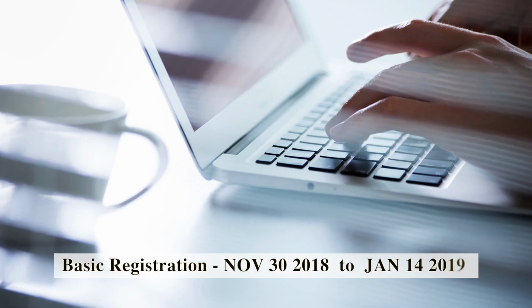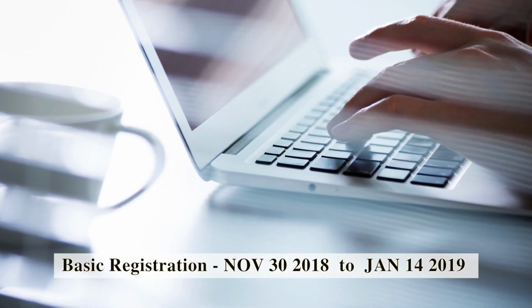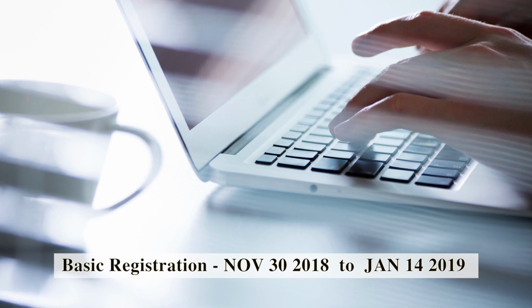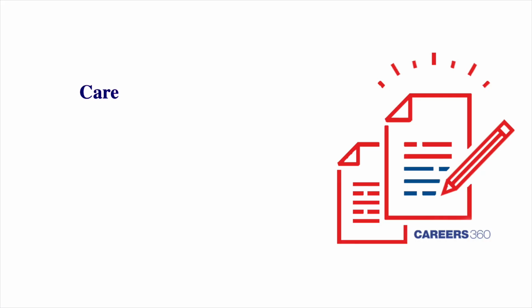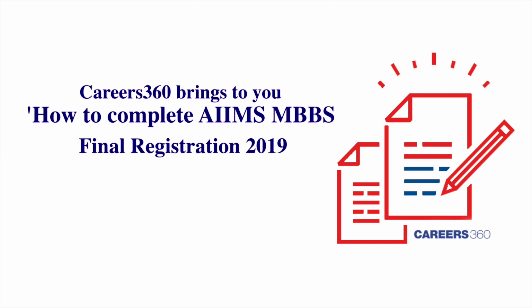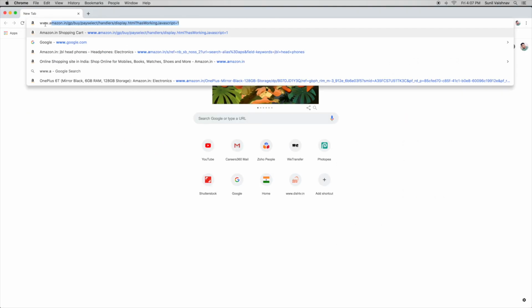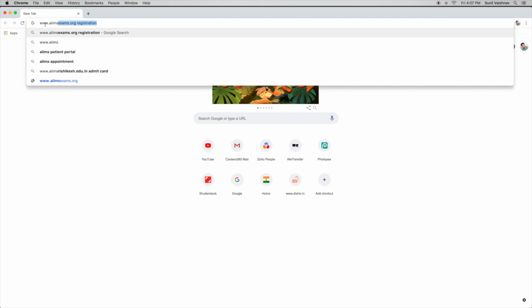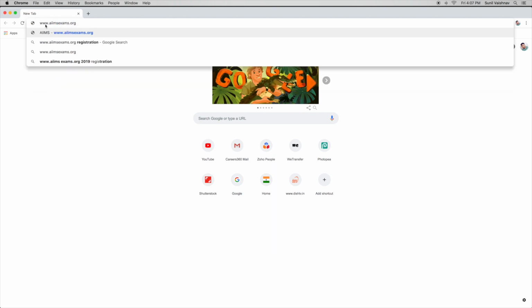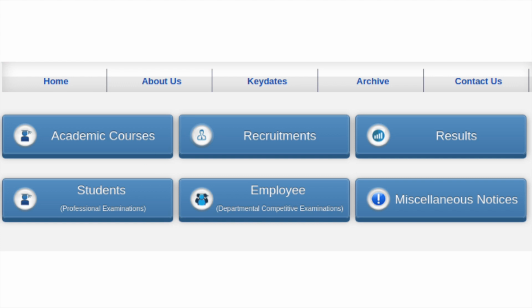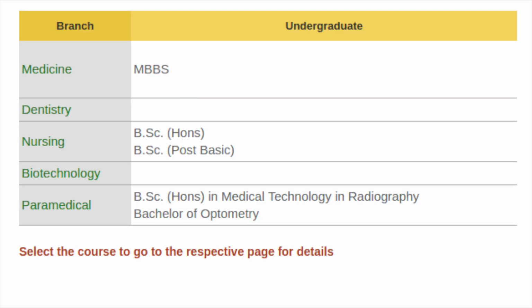The basic registration was available from November 30, 2018 to January 14, 2019. Let's check the final registration process in a step-by-step tutorial on how to fill the AIIMS MBBS application form 2019. First, go to www.aiimsexams.org and click on the Academic Courses tab. Then click on the MBBS button provided in the undergraduate course and click on the Proceed button.